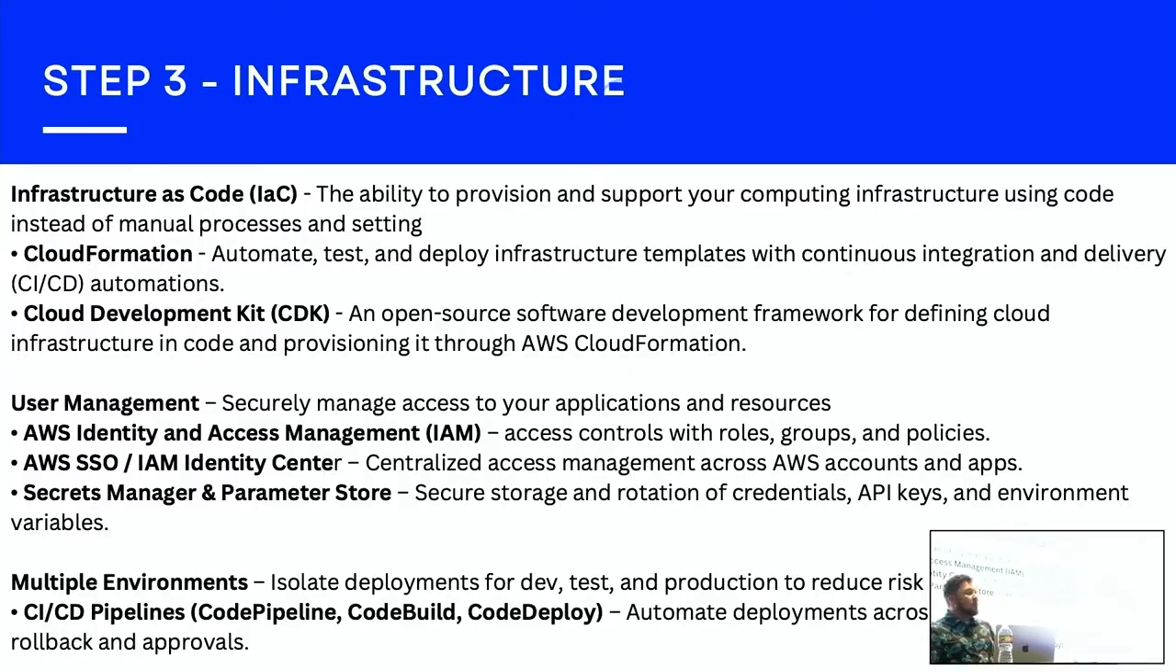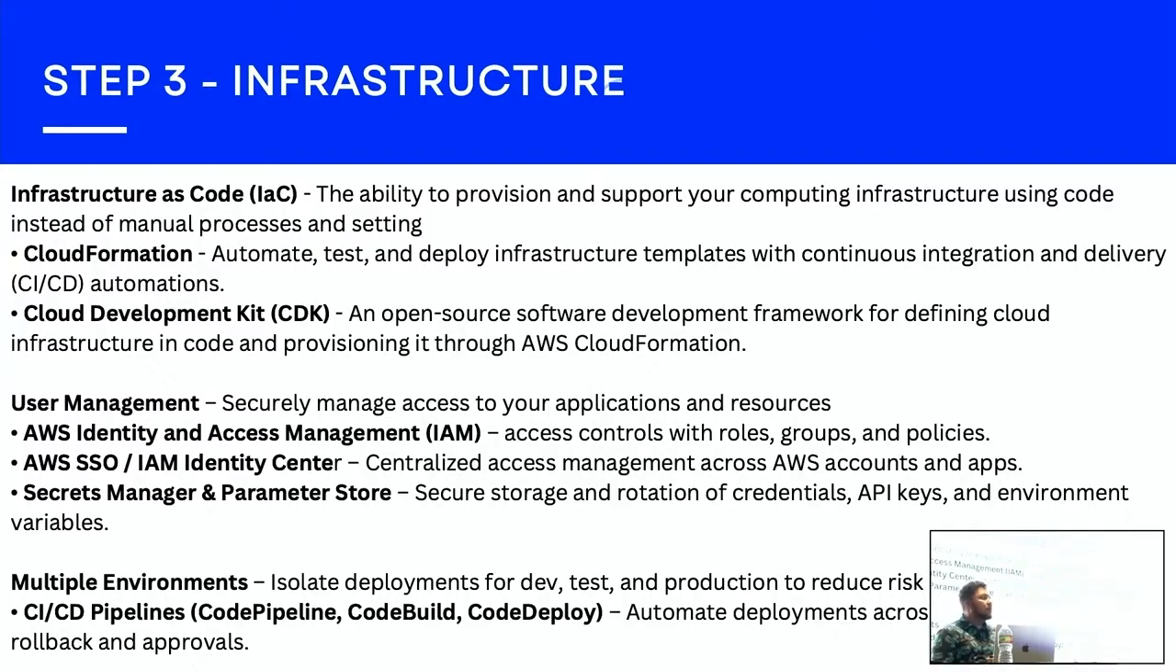And then as we're going through this, we're thinking about, do we have multiple environments, right? One for beta, one for testing, and one for actual production. So isolating these deployments using things such as CodePipeline, CodeBuild, or CodeDeploy, all AWS features, so that we can test these apps before we roll them out to production.